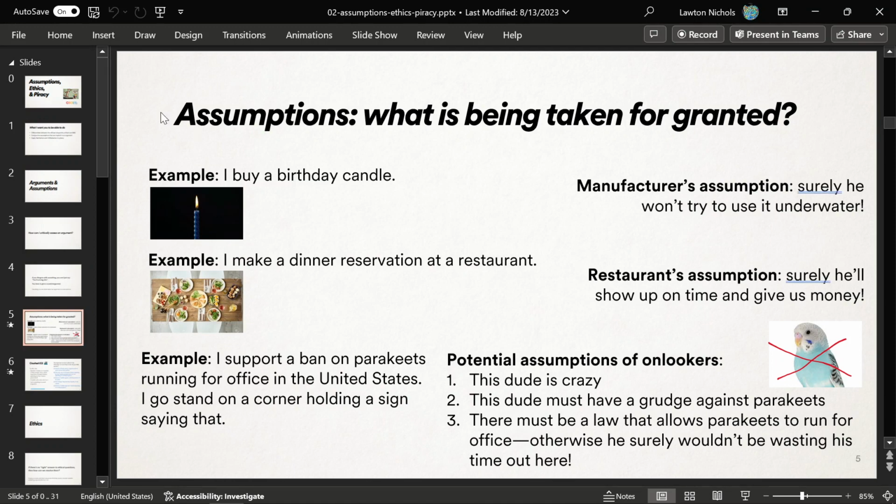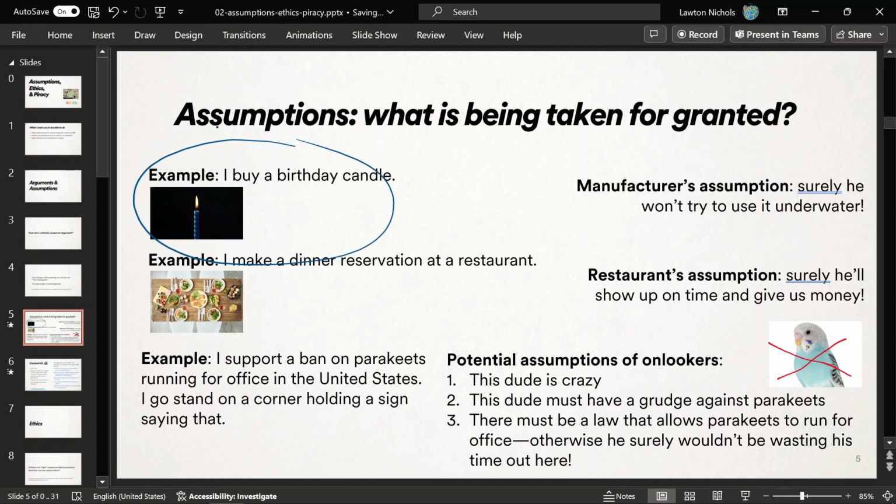Okay, so an assumption, I assume we know this word. An assumption is just what's being taken for granted. For example, my silly examples. If I go and buy a birthday candle because it's my birthday, you can't sue the manufacturer if you try to have a pool party birthday and light the candle underwater. Because surely you're not going to use a candle underwater. Everybody assumes that that's true. That's just a normal assumption, I would assume.